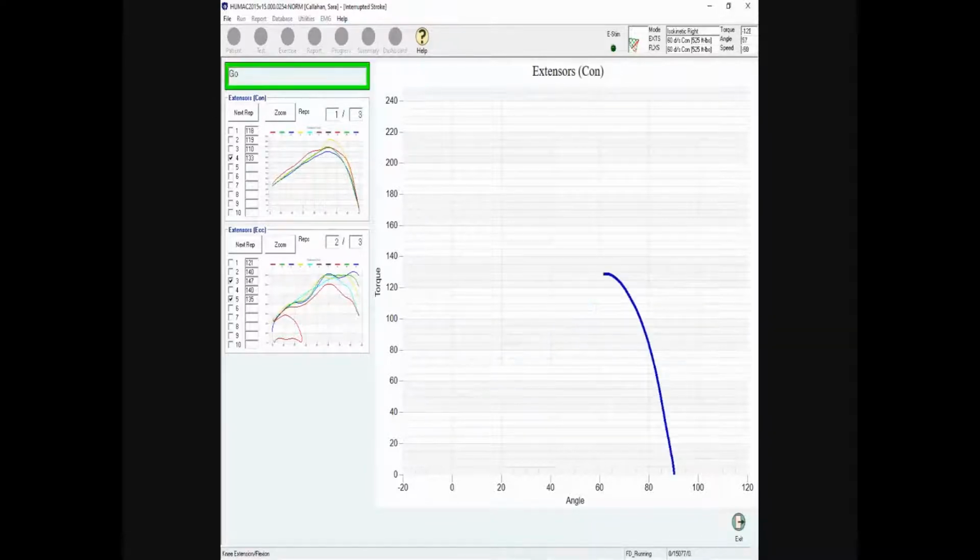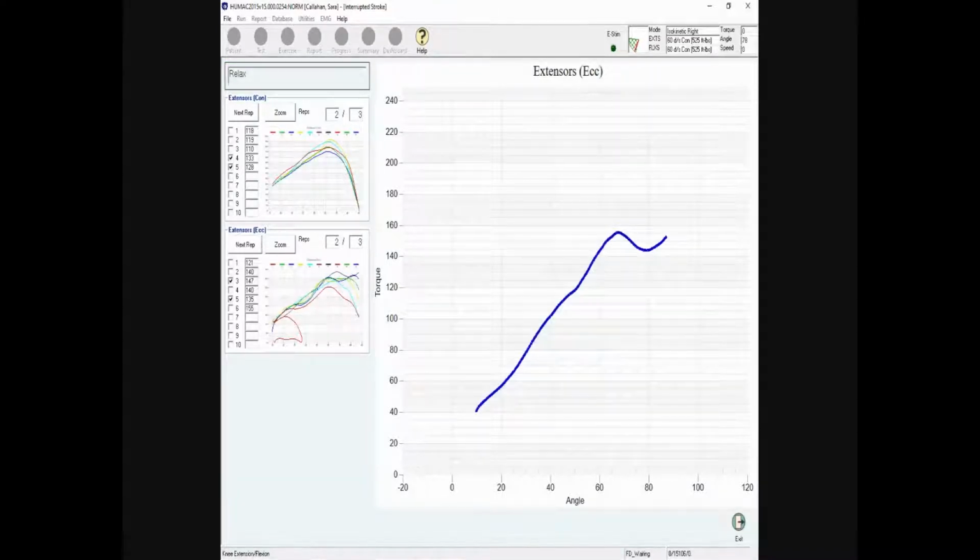Now if you look in that concentric box, I unselected reps 1 and 2, and I clicked on reps 4 and 5 because she started giving me more torque as she went. Also, let's look at the eccentric. I now have rep 3 and 5 selected. So now we just need 1 more rep each.